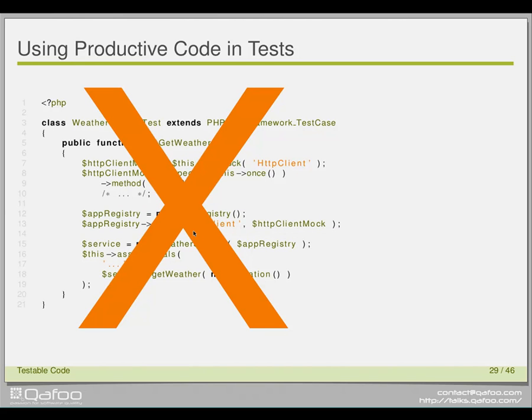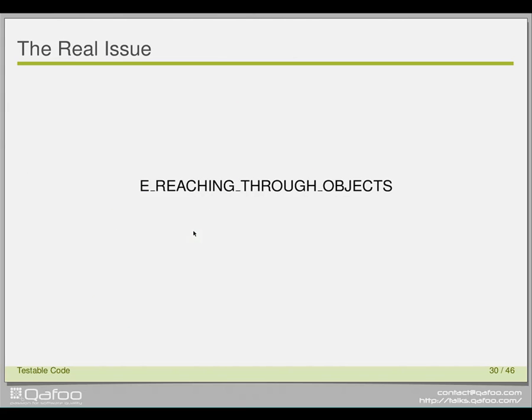Let's look into what the real issue in the code which we have seen earlier is. The real issue is that you are actually reaching through an object. Remember, you have that application registry, and normally you say that you should only act on the direct dependencies of your class, of your object. And what you do here is you ask the application registry for something and then act on the return value of that. And that is never a good idea if we are talking about objects which execute real logic and are not just stubs.